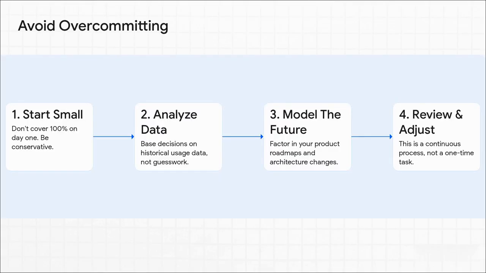Now, the biggest fear everyone has is, what if I commit to too much and waste money? Totally valid fear. So here's how you avoid that trap. 1, start small. You don't have to cover 100% of your usage on day 1. 2, use real historical data. Don't just guess. 3, think about your roadmap. Are you planning a big migration that will change your usage? And 4, and this is critical, this is not a set it and forget it thing. You need to review your commitments every quarter to make sure they still make sense.